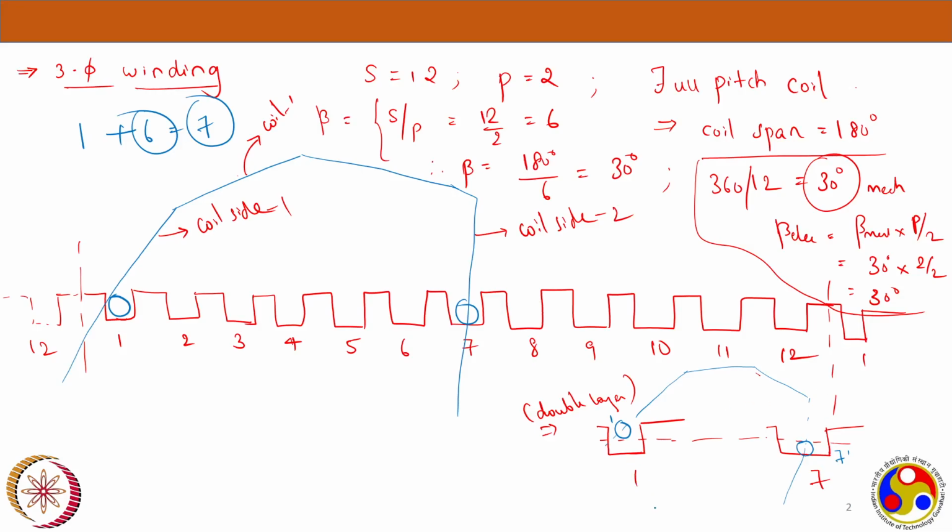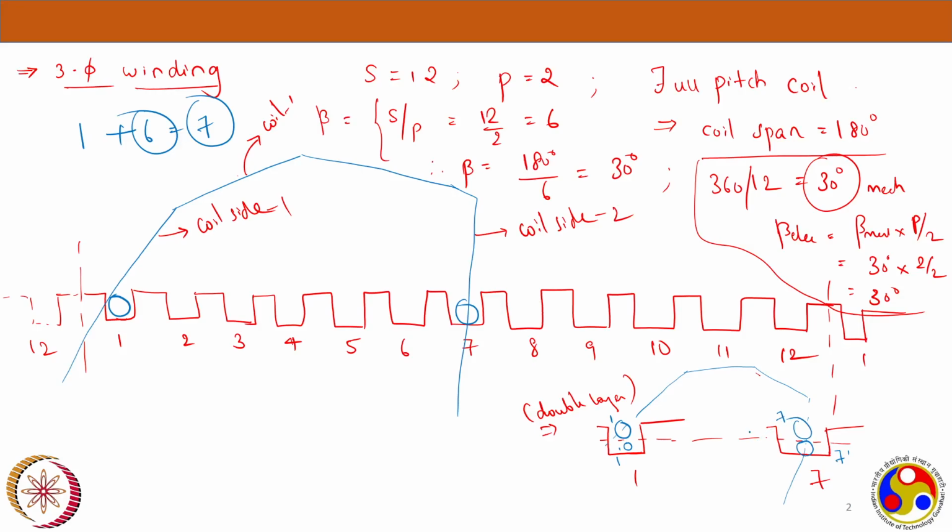So let's say there is some other coil which is returning in slot number 1. I will place it in the bottom. This is 1 dash. And there is some other coil which is starting from slot number 7. I will place it here. And this will be 7.